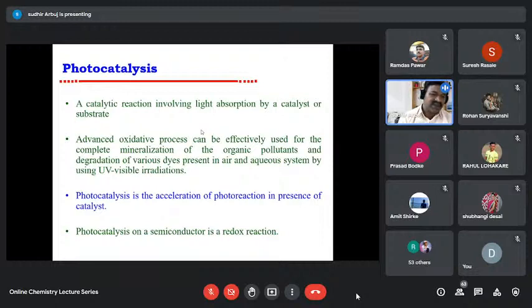In other words, photocatalysis is nothing but the acceleration of a photoreaction in the presence of a catalyst. And basically, this photocatalytic reaction means a redox reaction. That means simultaneously at the conduction and valence bands, oxidation as well as reduction happens.